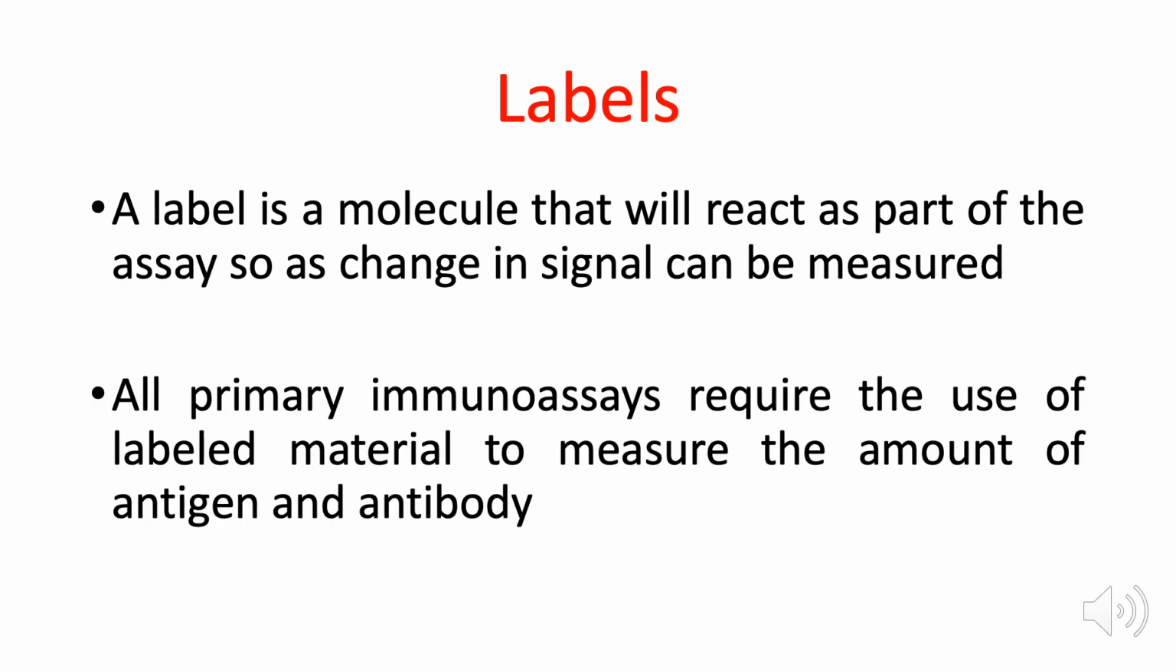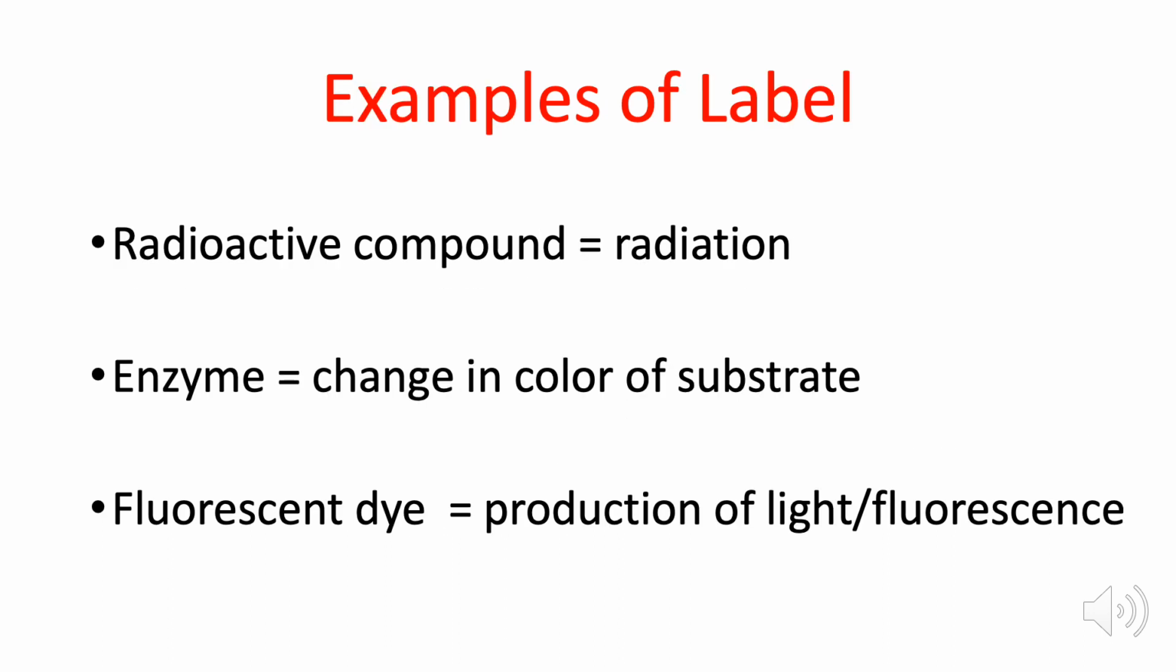So for the reactions in primary serological test to be visible to the naked eye and for the reaction to be measured, labels should be added. So a label is a molecule that will react as part of the assay to make the reaction visible, observable, and measurable. These are the examples of the labels.